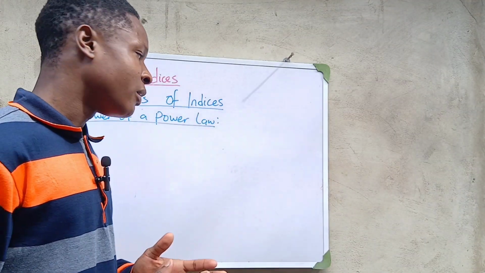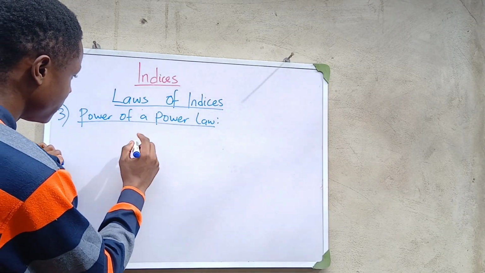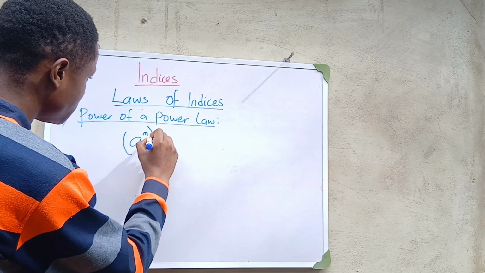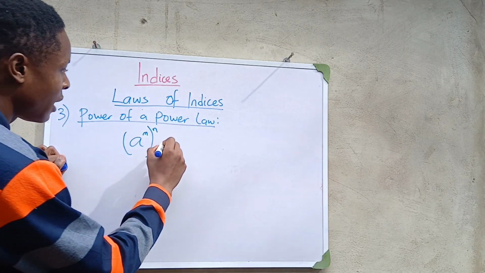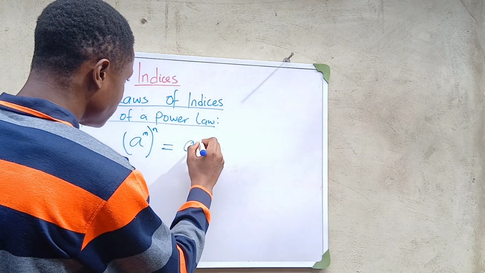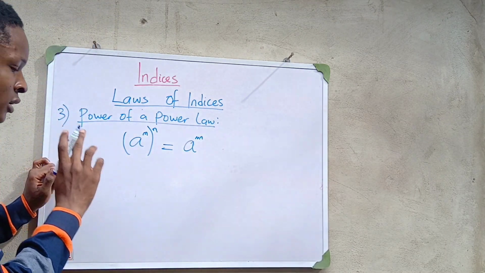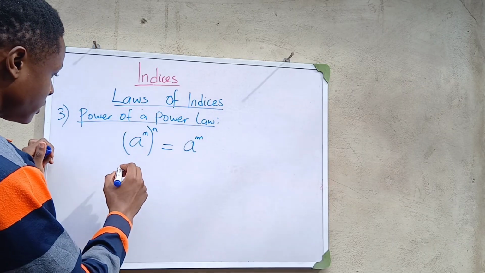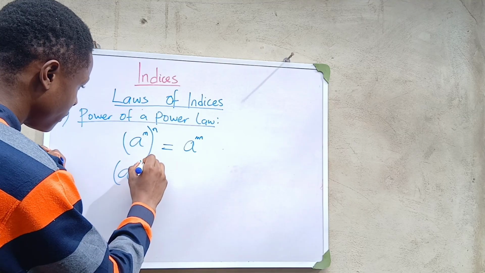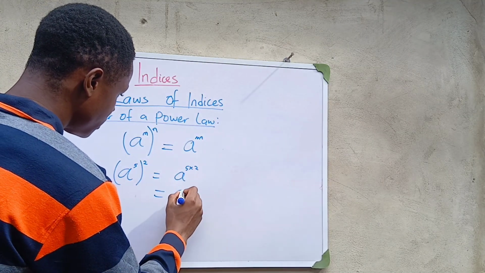So the next law we have is power of a power law. When we have a base which has an index, say m, which is also raised to another power, say n, our value is going to be the multiplication of the two index. So we have a raised to power mn. So this is what power law is. So let me explain what I mean by this. Let's say we have a raised to power 5 all square. So we have a raised to power 5 times 2, which is a raised to power 10.